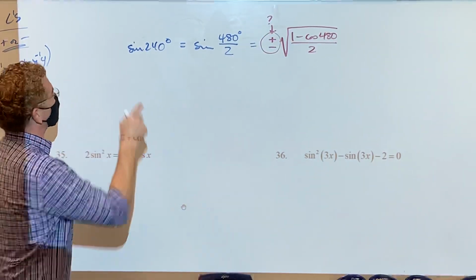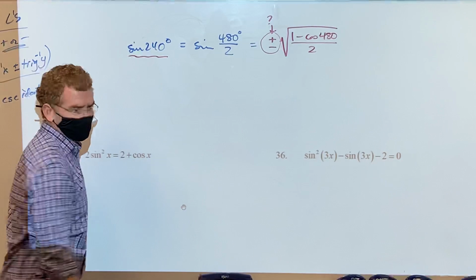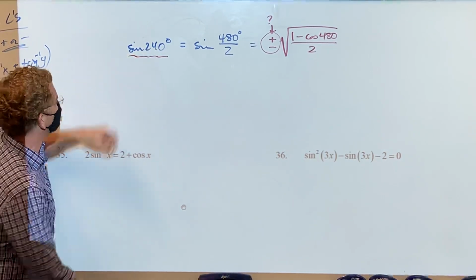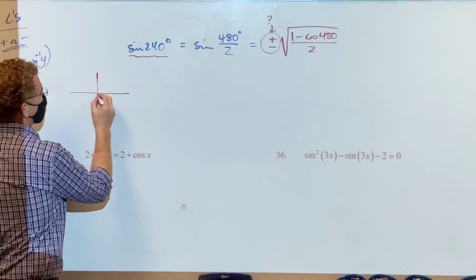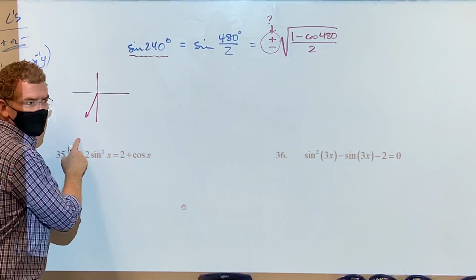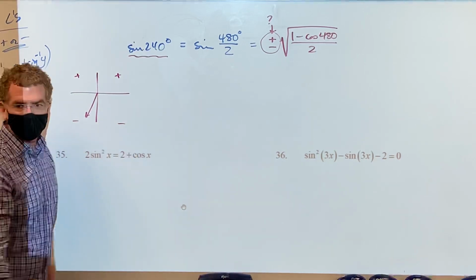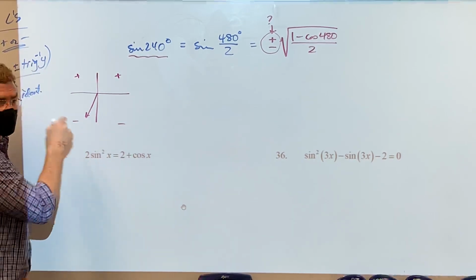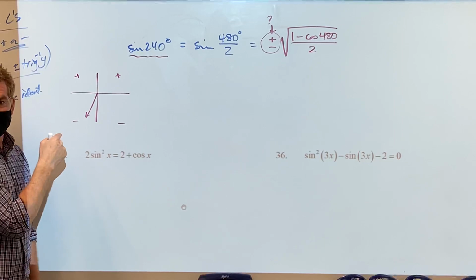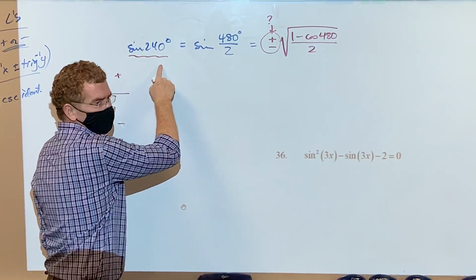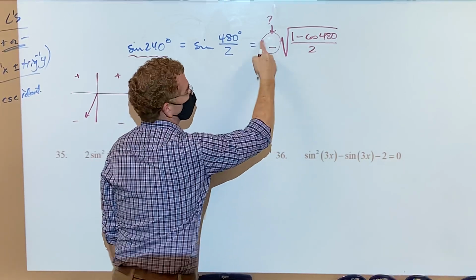So what I do is I go back to the original problem. Okay? I go back to the original problem and I go, wait a minute, 240 is over here in this quadrant. And I know that sine is positive in the first and second, negative in the third and the fourth. So I know that this should be a negative value, shouldn't it? So that tells me, based on the original sine of 240, that this has to end up being negative.